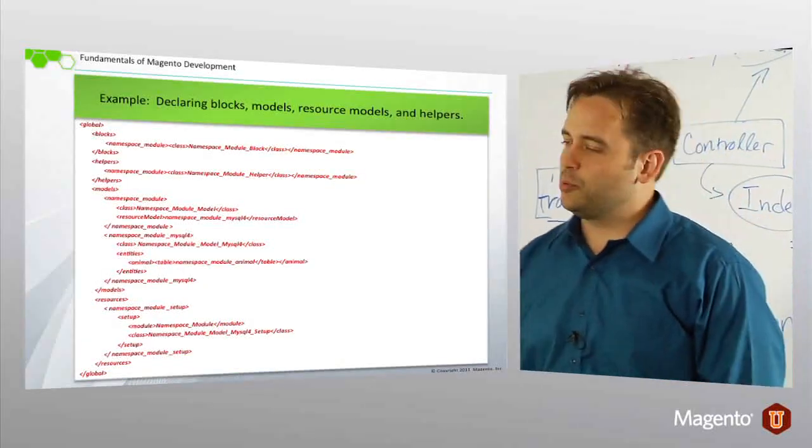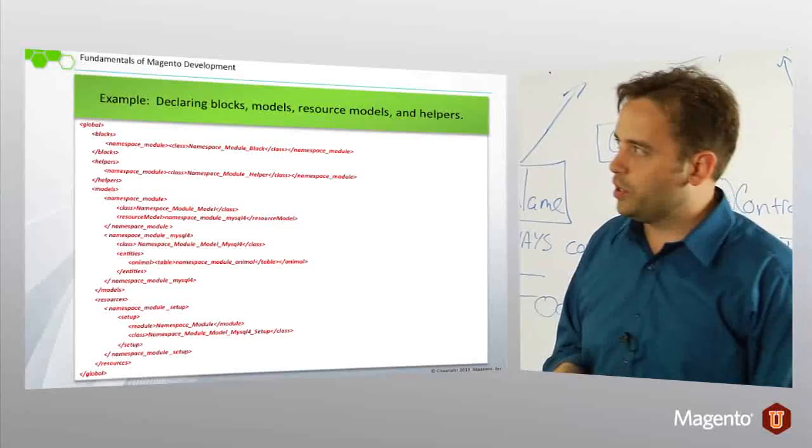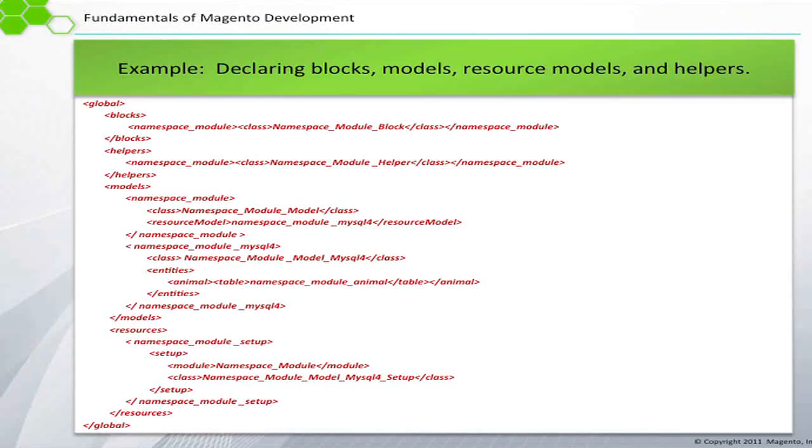This one may be a little bit hard to read up here, but should be legible in your book. We put this all in one slide just to show you once again the pattern that exists. You have global, blocks, helpers, models, and directly under blocks, directly under helpers, directly under models is where you declare your class group. In this case, it's just generically referred to as namespace_module. And then that is connected to the file system via this class node.